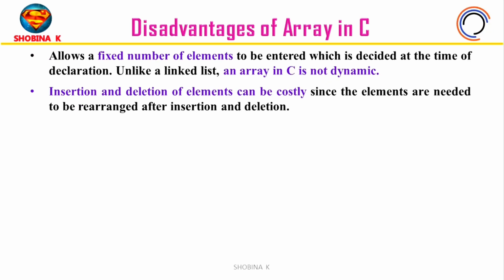Talking about the disadvantages, it is fixed size. Arrays in C require a fixed size which is to be declared at compile time. This fixed size cannot be changed dynamically during program execution. So this limitation restricts the flexibility of arrays and makes them unsuitable for scenarios where the number of elements may vary at runtime. Insertion and deletion operations in arrays can be inefficient and costly, especially when elements need to be rearranged.